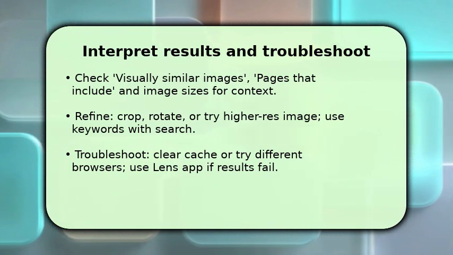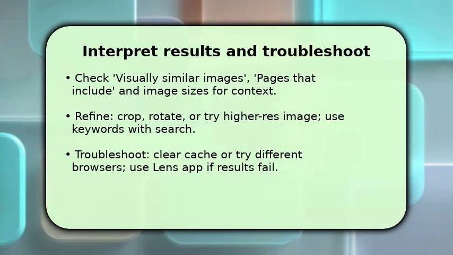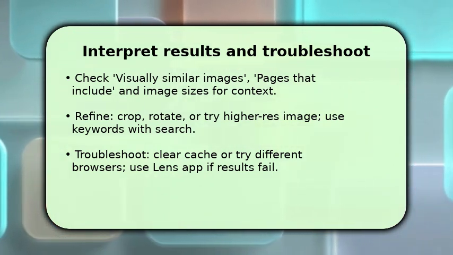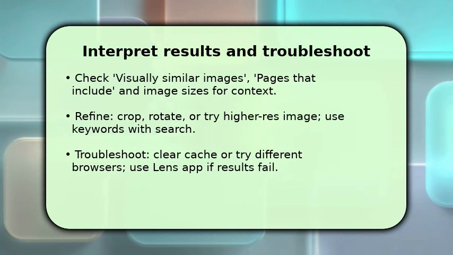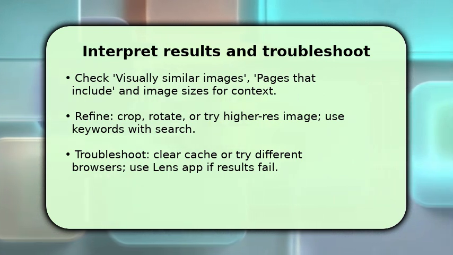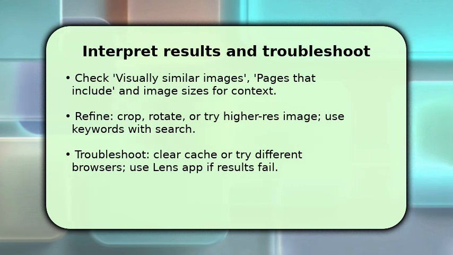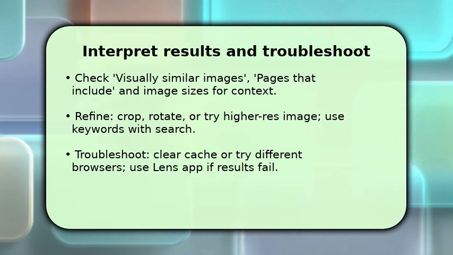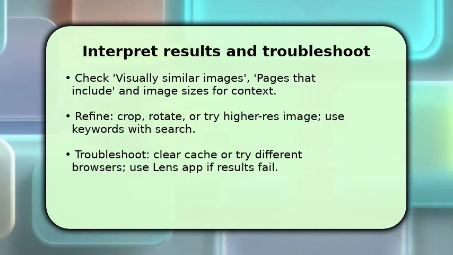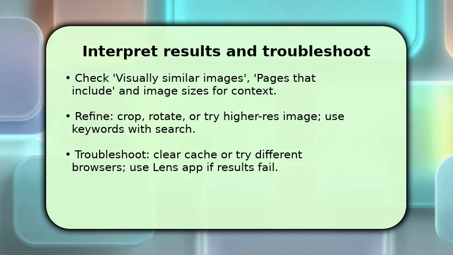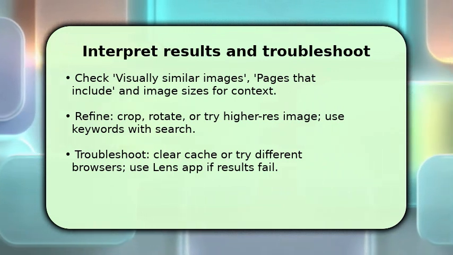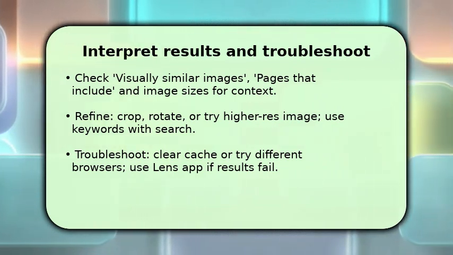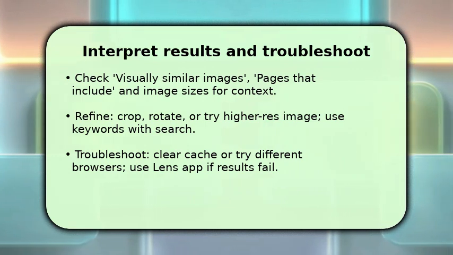Look at visually similar images, filter by size or color, and open pages that include the image to check dates and captions. If results are noisy, crop to the subject, upload a higher resolution file, or add keywords to narrow the intent. If nothing appears, clear your browser cache, try another browser, or use the Google Lens app. Doing so often resolves permission or indexing hiccups, so you can complete the search successfully.